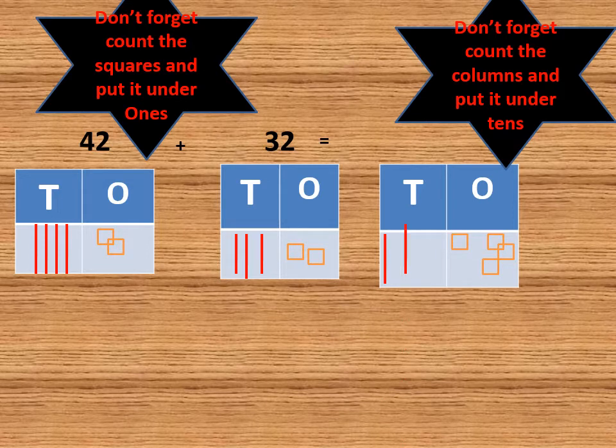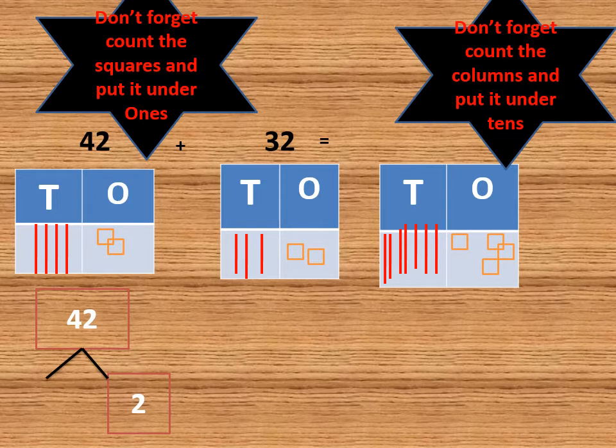Okay? 1, 2, 3, 4, 5, 6, 7. Okay? 4 tens plus 3 tens equals 7 tens. If I have 7 in tens and 4 in ones, what does it mean? Let's decompose a number in tens and ones.